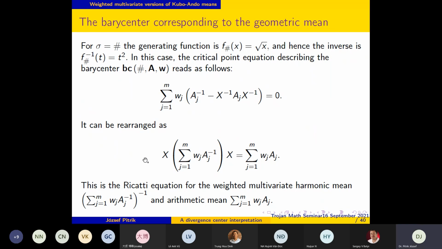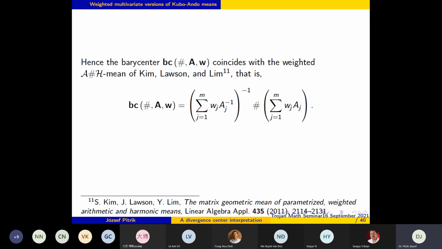And we can observe that it's nothing else than the Riccati equation for the weighted multivariable harmonic mean and arithmetic mean. And we know how to solve the Riccati equation. So the barycenter coincides with the weighted so-called Kim-Lawson-Lim mean, which is nothing else but the geometric mean of the arithmetic and the harmonic mean.